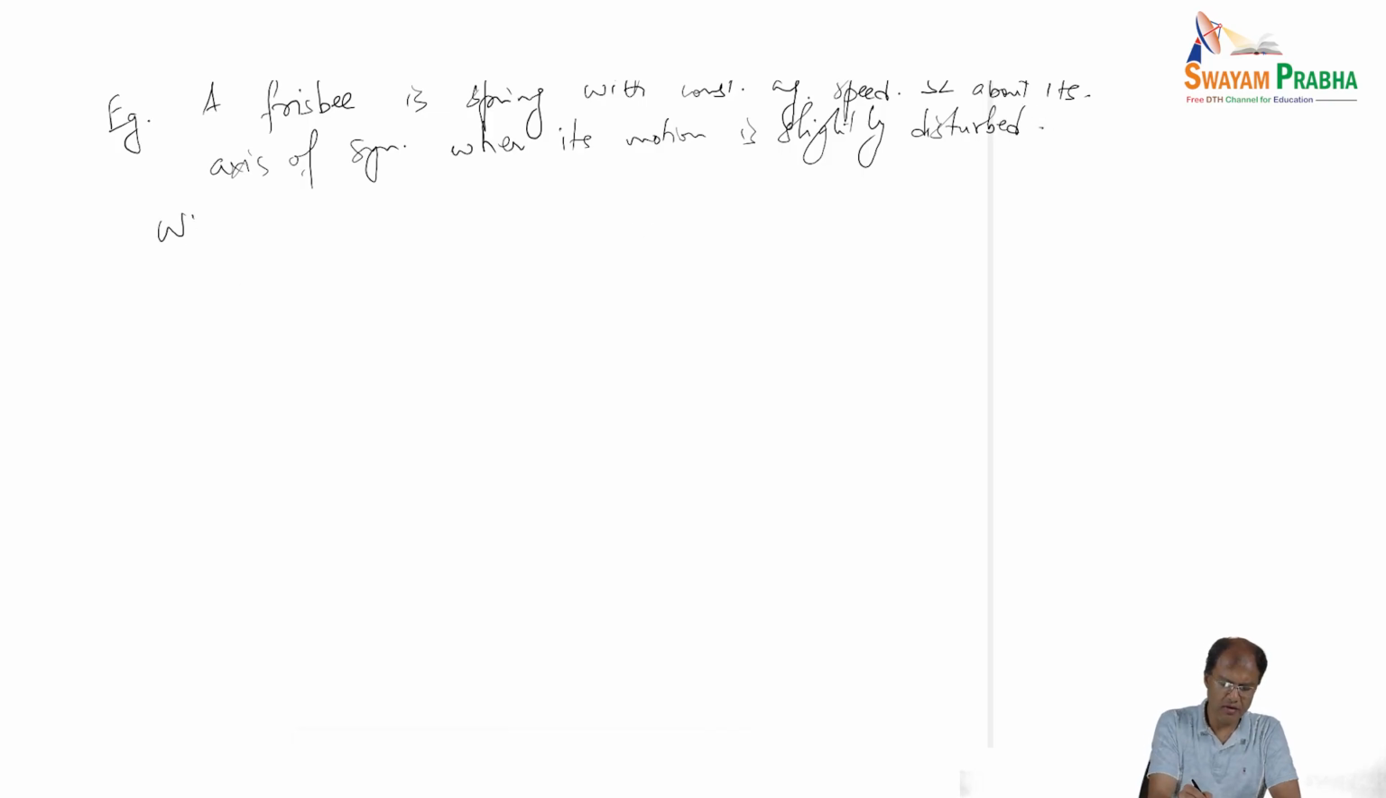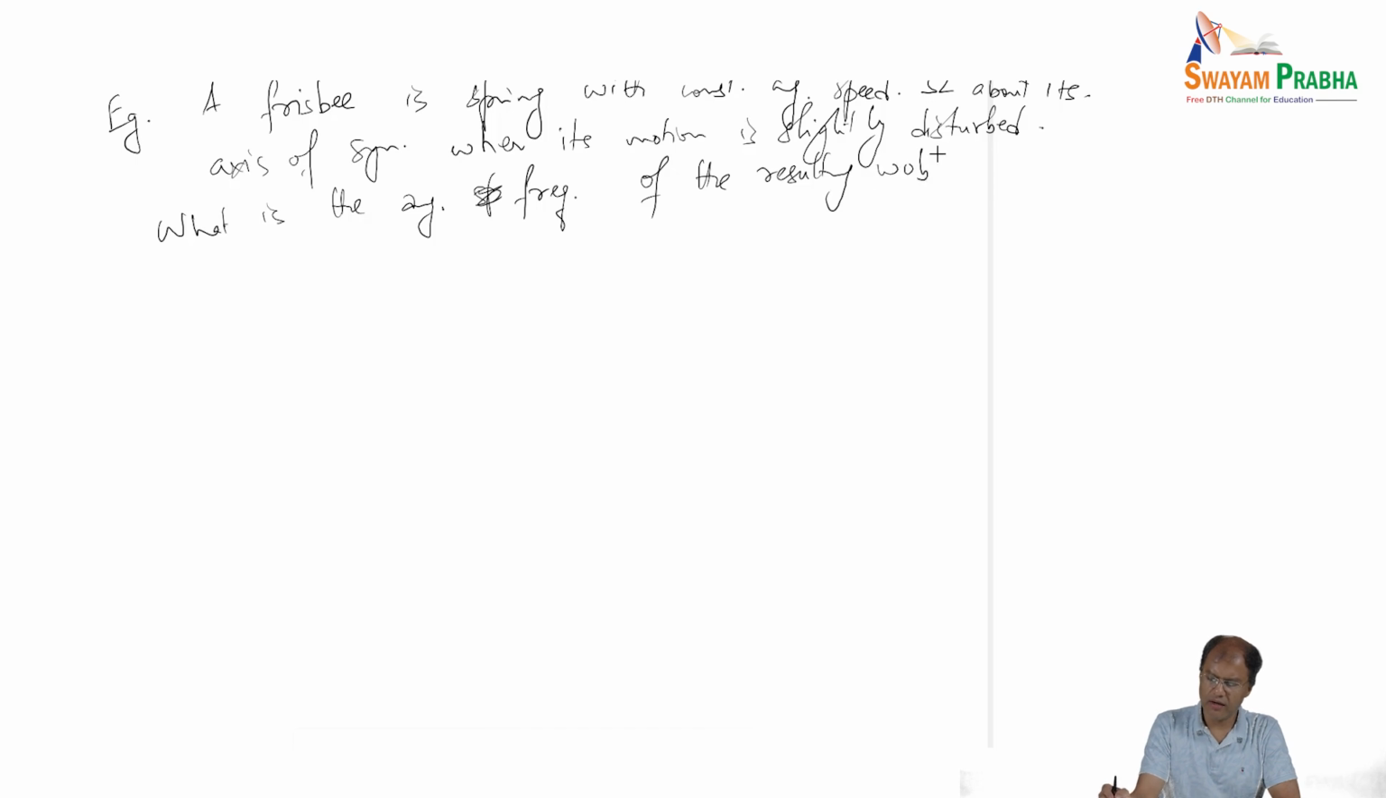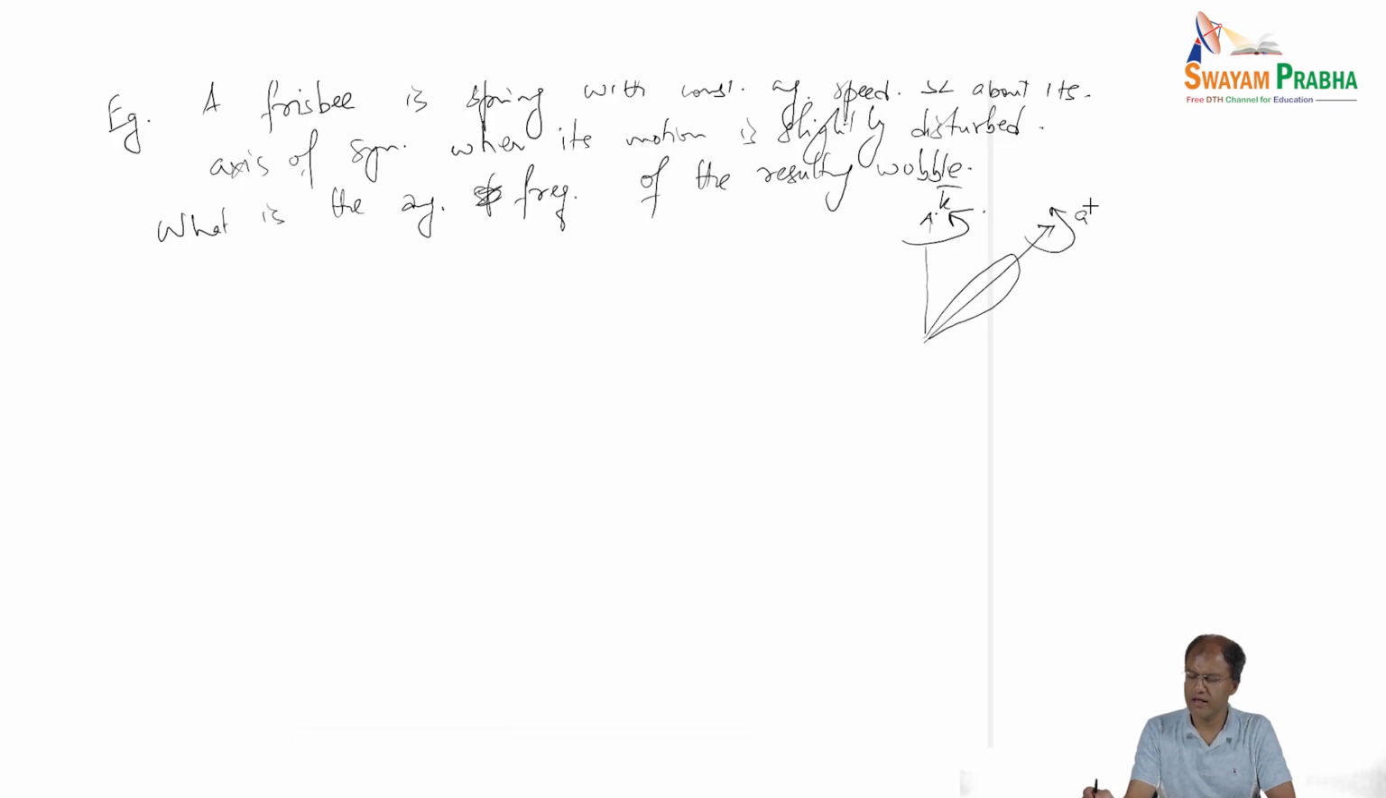So what is the angular speed, the angular frequency of the resulting wobble? The idea is that there are two sets of motion of this top. One is, of course, the motion around a fixed axis k, and the second one is the motion around the moving axis a. And we have to find the resulting angular frequency.